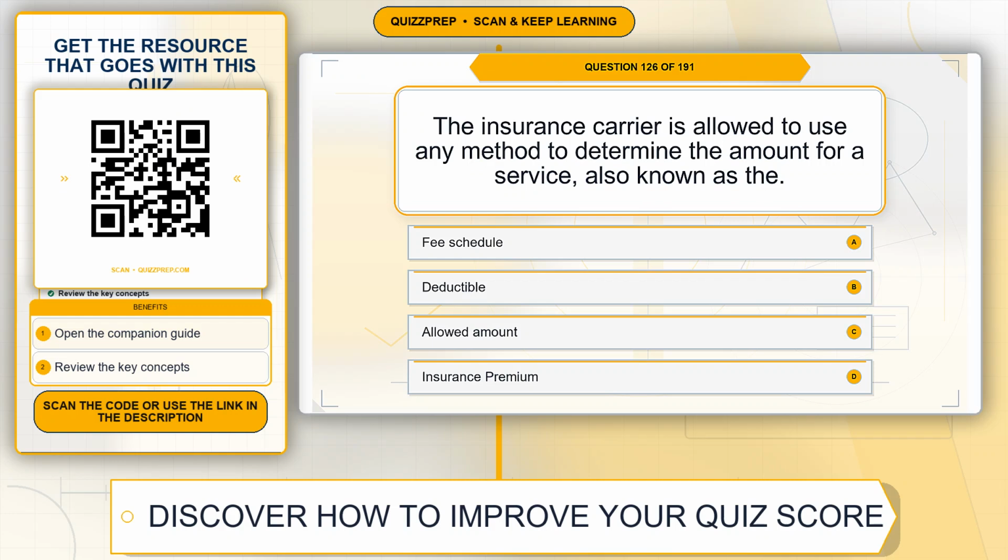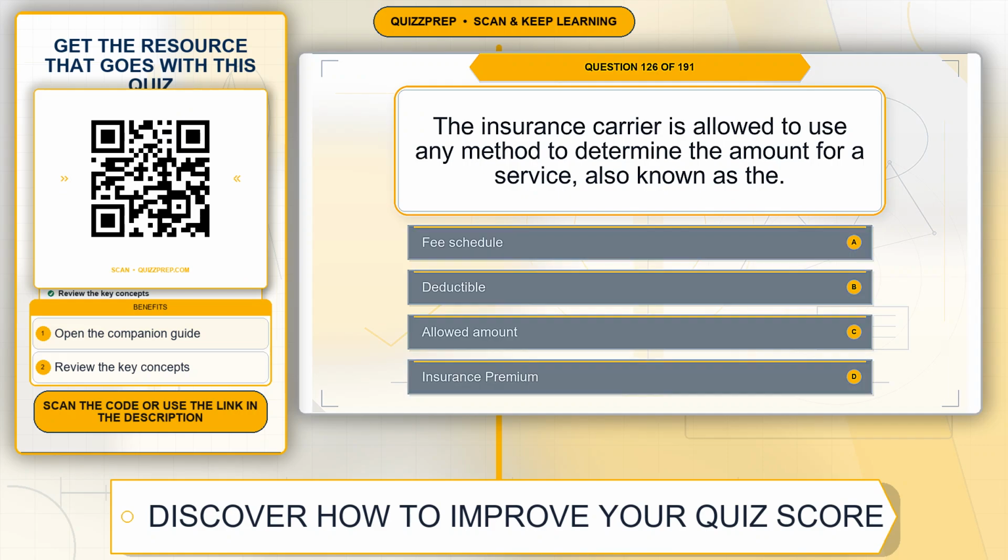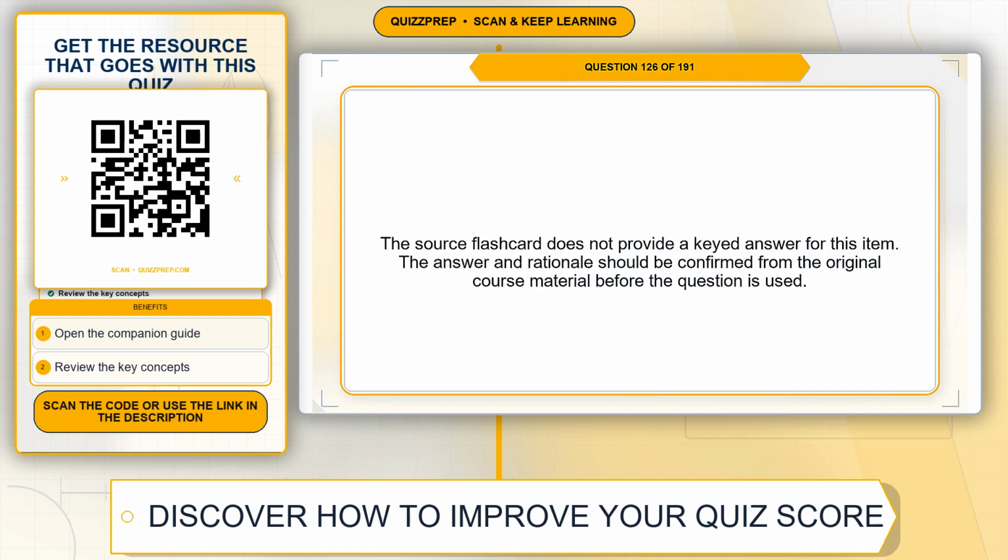Question 126. The insurance carrier is allowed to use any method to determine the amount for a service, also known as the: option A, fee schedule. Option B, deductible. Option C, allowed amount. Option D, insurance premium. The correct answer is now shown. Explanation. The source flashcard does not provide a keyed answer for this item. The answer and rationale should be confirmed from the original course material before the question is used.